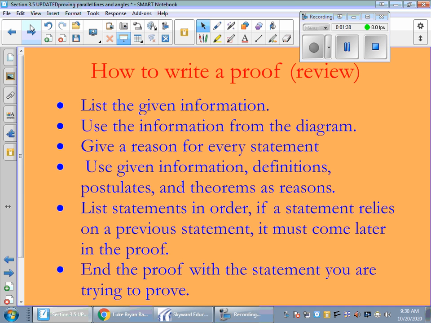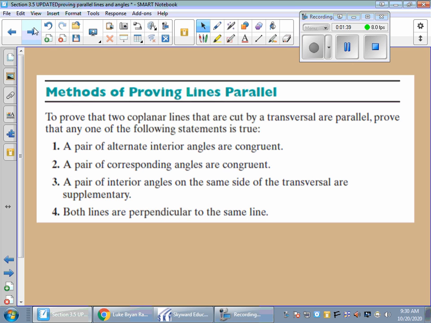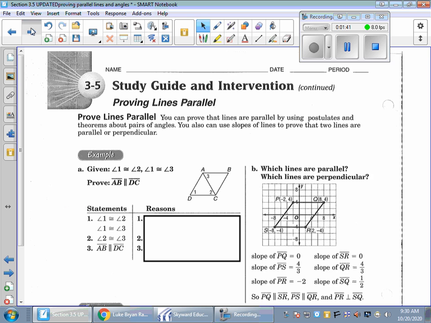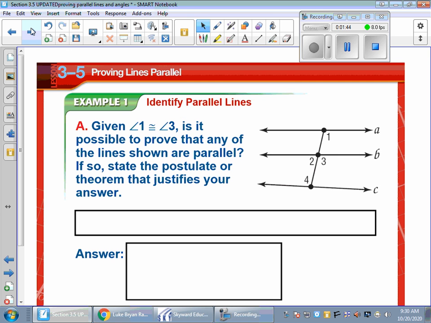We're not going to do proofs this year, so we're just going to go right through these slides, and then we're going to get to this question right here, which is kind of a common theme that we're going to see in this section. So it says, given angle 1 is congruent to angle 3, is it possible to prove that any of these lines are parallel?